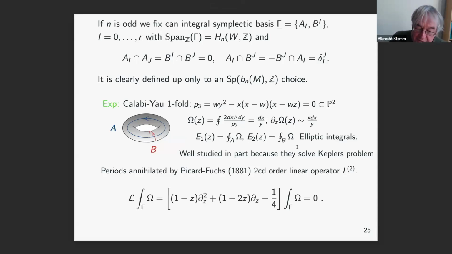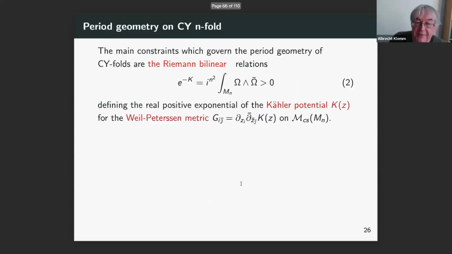But anyway, an important feature of these period integrals is that they always fulfill a differential equation, and that differential equation, if you write it in the first order form, it's the Gauss-Manin connection, and if you write it, let's say, as a second order differential equation for the torus, it looks, for example, like this, and that is a very classical observation that is over 140 years old.